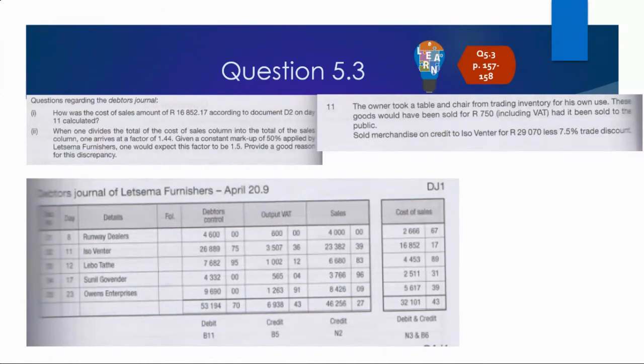Okay, so let me just repeat that. The 29,070 Rand is inclusive of VAT. How do we convert it to exclusive of VAT?